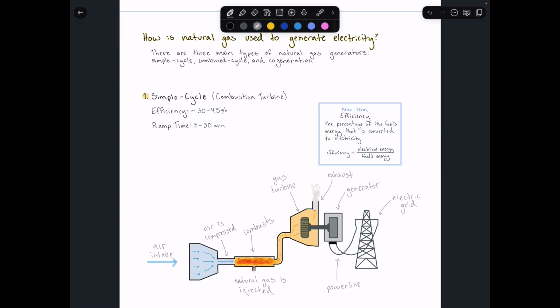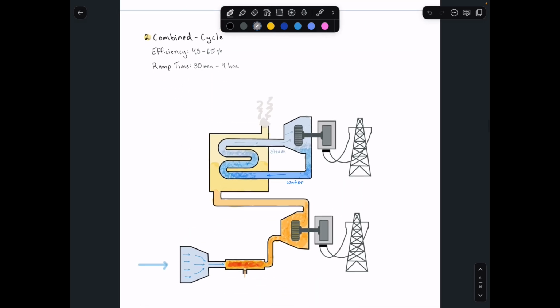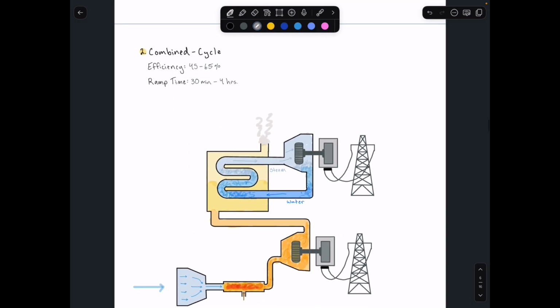Okay, the next type of power plant is a combined cycle power plant. So here we go. It's a little bit more complicated. So combined cycle systems are like a combination of a simple cycle power plant and a coal-fired power plant. They use both gas turbines and steam turbines.